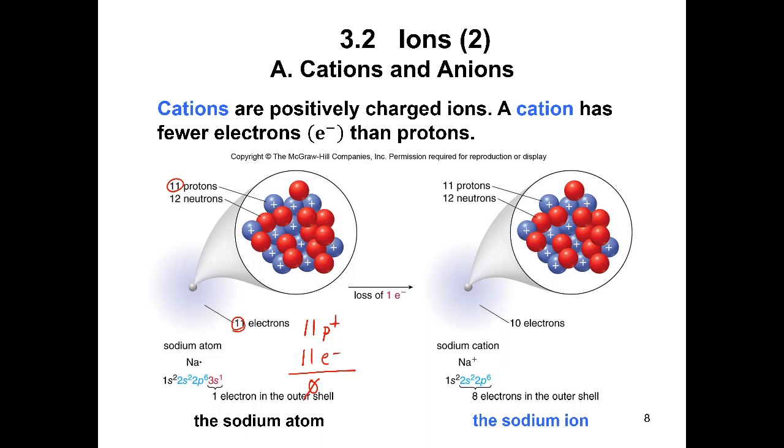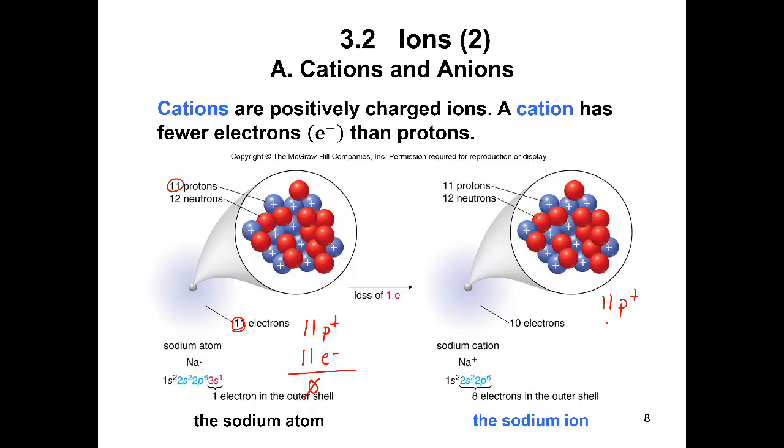When it forms an ion, it's a metal, so it's going to lose electrons. It actually forms an Na+. So the way that happens is it still has 11 protons, because remember, they always have the same number of protons. That never changes. But it's going to lose one electron.